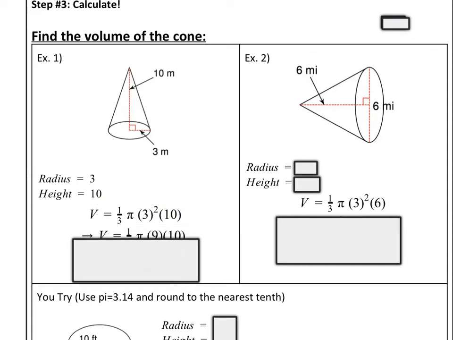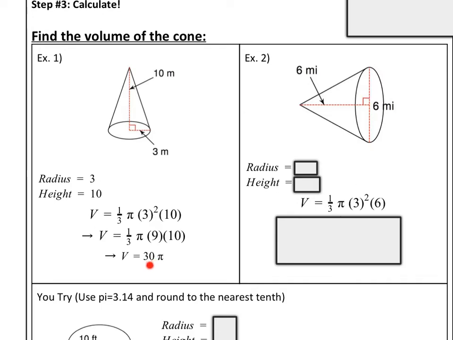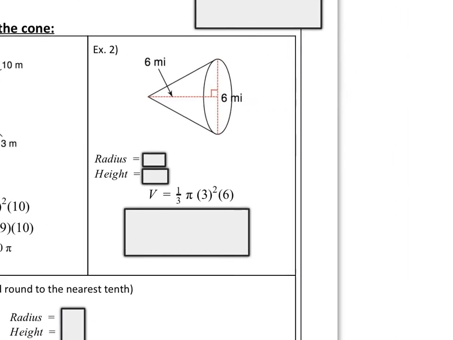Calculating that out, we can take care of our exponent first. 3 squared is 9. 3 times 3 is 9. And then if we put this into our calculator, 1/3 times pi times 9 times 10, we will end up with a volume of 30 pi. Here we're leaving pi in our answer. Let's look at example number 2.